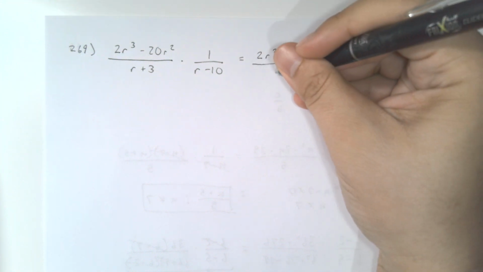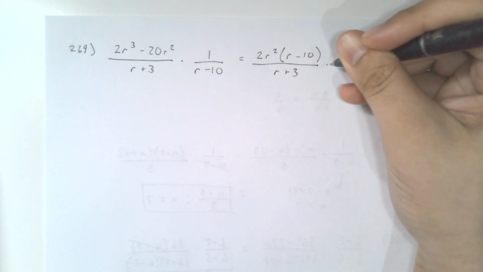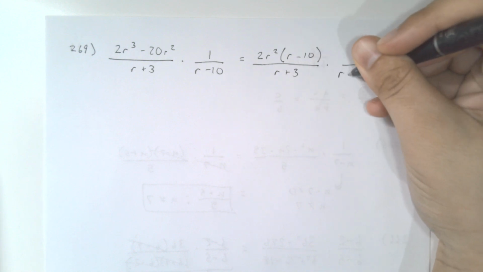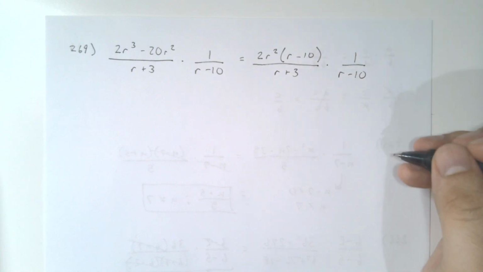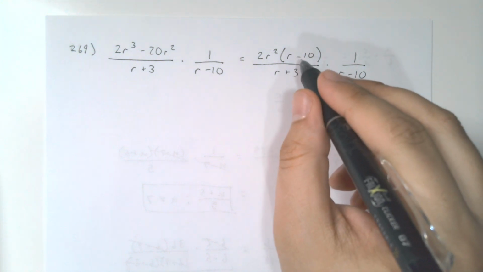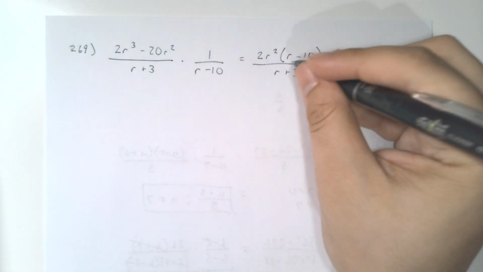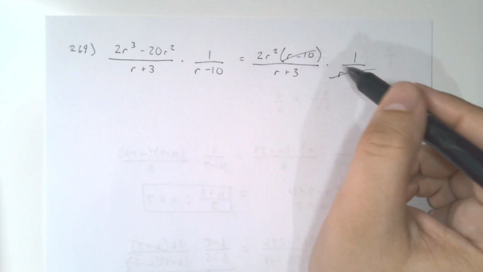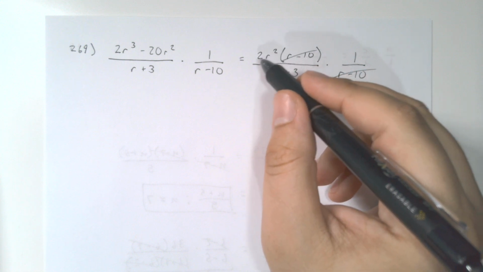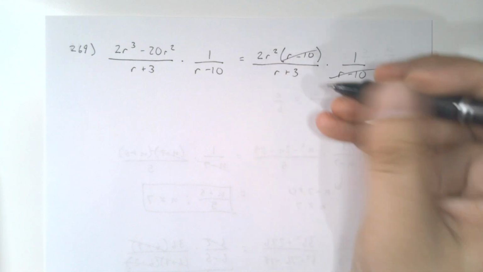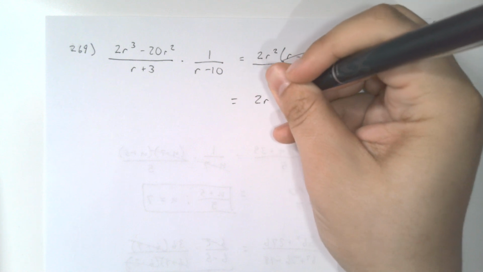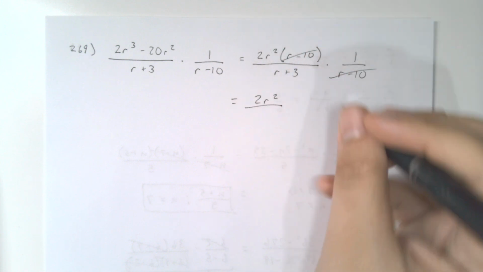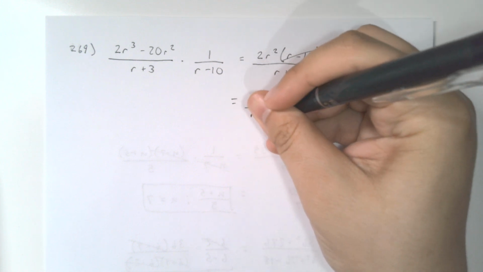And now we have our r plus 3 times 1 over r minus 10. Well, we have these common factors of r minus 10 and r minus 10. So those cancel. But because everything is factored, we can't cancel anything else. We have 2r squared times 1. So we have 2r squared over r plus 3.